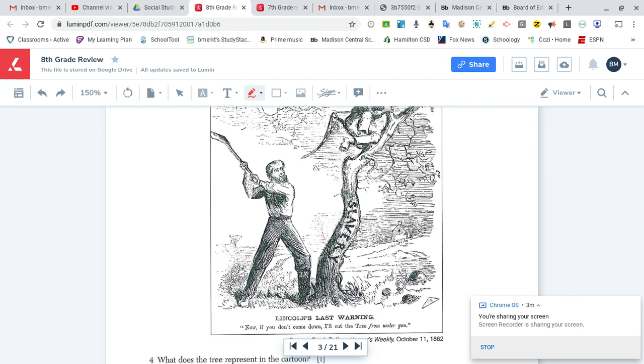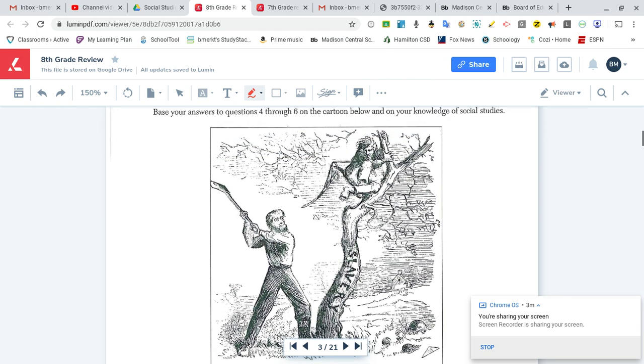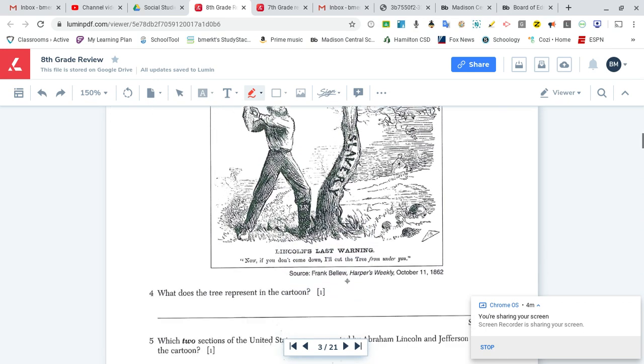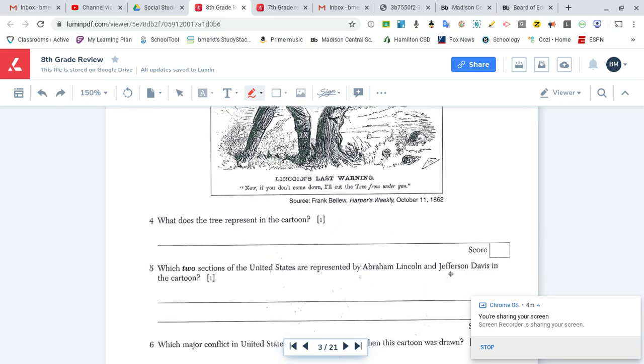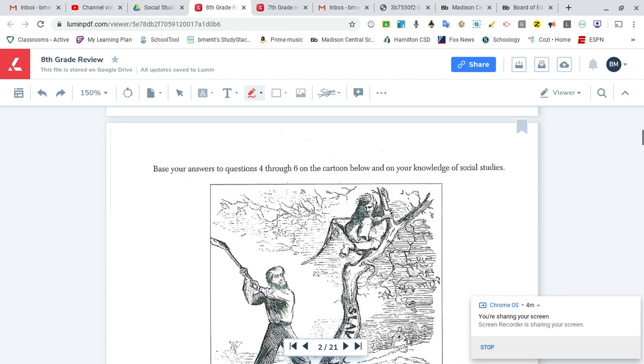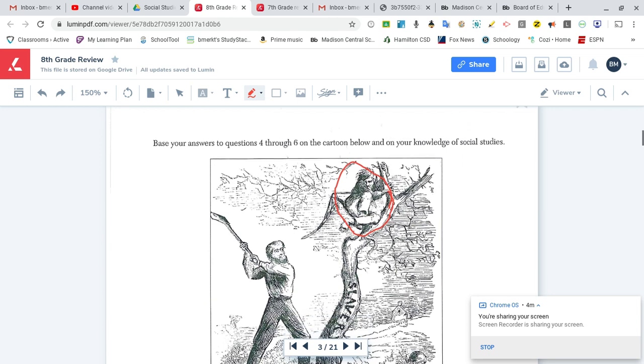Who do we know that had a beard during the time of slavery? His name was Abraham Lincoln. It even says Lincoln's last warning on here. Now, if you don't come down, I'll cut the tree from under you. And you see this person hiding up in the tree representing slavery. So one would start to assume that he might be talking about the southern states. And then you find out in the second question, they mentioned Jefferson Davis being up in the tree. Well, Jefferson Davis, this guy right here, was the president of the Confederacy once the war started.